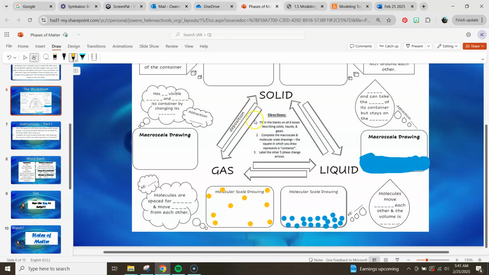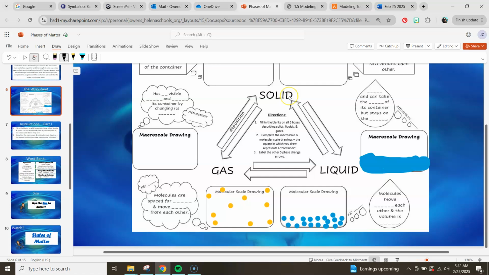Okay, as far as our phase change arrows in the middle go, you guys were supposed to label these 5 blank arrows. So moving from a solid to a liquid is melting. So this arrow here would be melting. Liquid to a gas is going to be evaporation. Gas back to a liquid is going to be condensation.